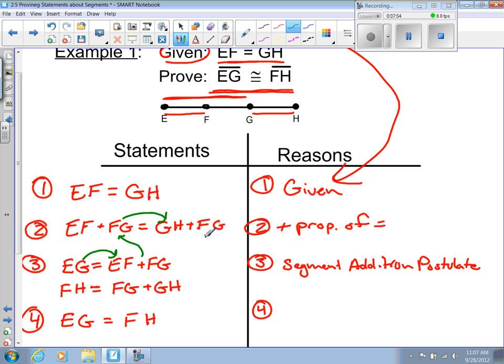GH plus FG. That's the same thing as here, GH plus FG. And that is the same as FH. So if you follow those arrows, all these things, when they're not on the same line, they're the same thing. So this is the same as that, this is the same as that. But EG equals this, which equals that, which equals this. So that is a substitution of equality.